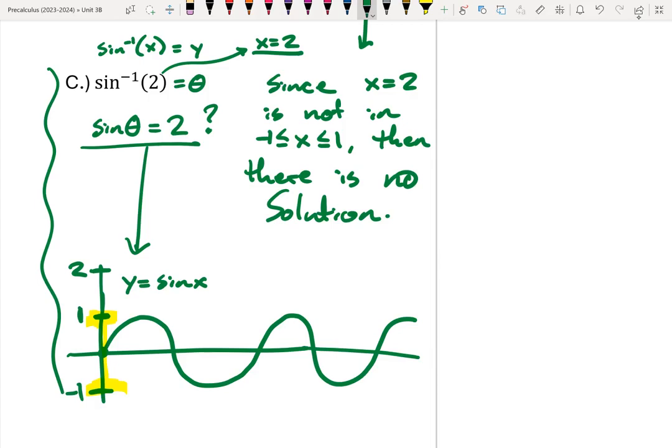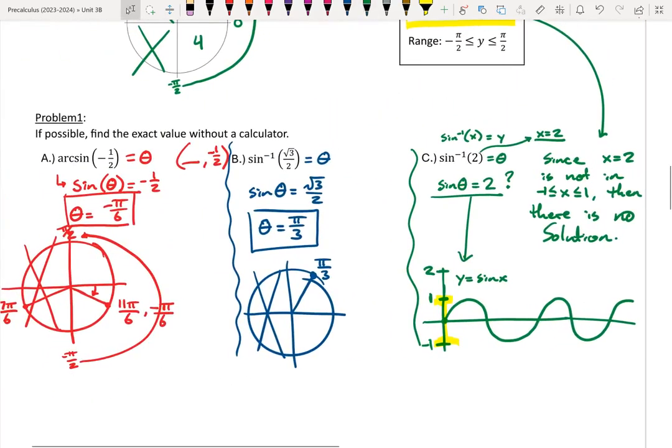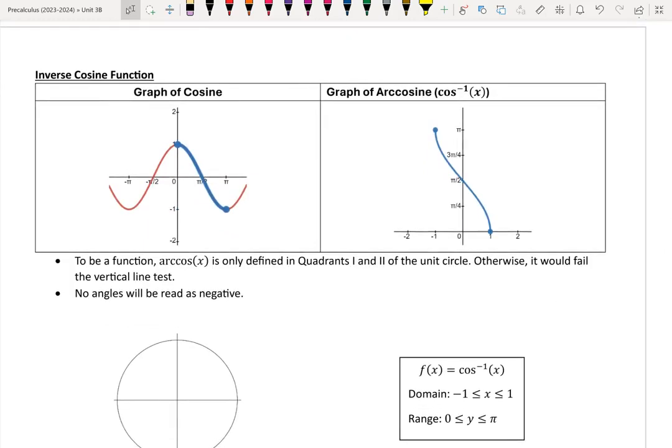All right, let's go ahead and turn the page and look at cosine now. Just looking at the time, I'm going to quickly go through the properties of cosine inverse and sine and tangent inverse. Then maybe we'll have time for one or two problems.